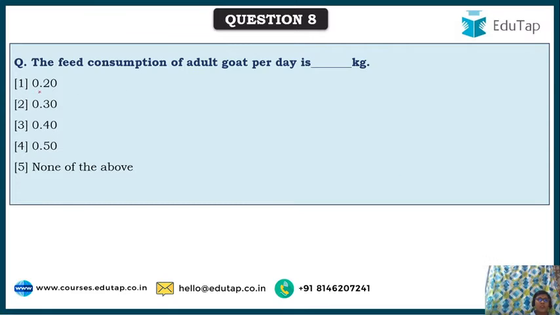Let's move on to the next question, which again is from this NABARD model bankable project on goat farming, and it says the feed consumption of adult goat per day is how many kgs? A similar question was asked in the NABARD exam. I don't exactly remember the year, but they asked about the feed consumption for cow or buffalo. How many kgs of feed is consumed by either cow or buffalo? I don't exactly remember, but it was on similar lines.